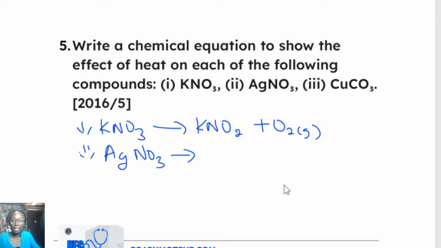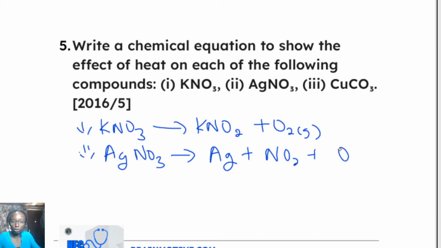In fact, when you react this, what you have is silver, the silver itself as a residue. So what you have is silver plus NO2 plus oxygen, because these will be gases. The actual silver is a residue, so that's solid. And finally you have copper.